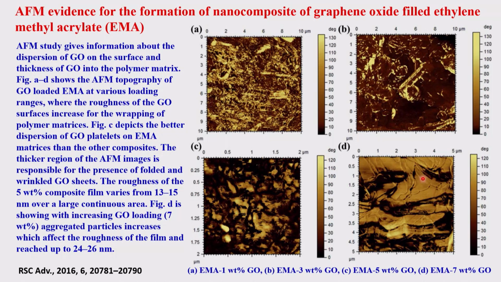If you go to the D part, where you have a 7% loading of graphene oxide, you have a lot of particles, and aggregations have taken place. Here it is distributed very well, homogeneously and evenly, whereas here it is distributed unevenly because a lot of aggregations are there, and the roughness goes much beyond 24, 26, whatever the levels. Here the roughness is somewhat limited, and the distribution is very good.